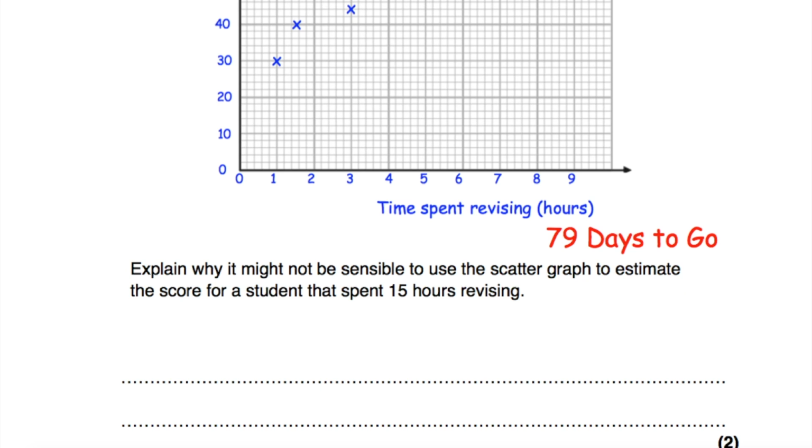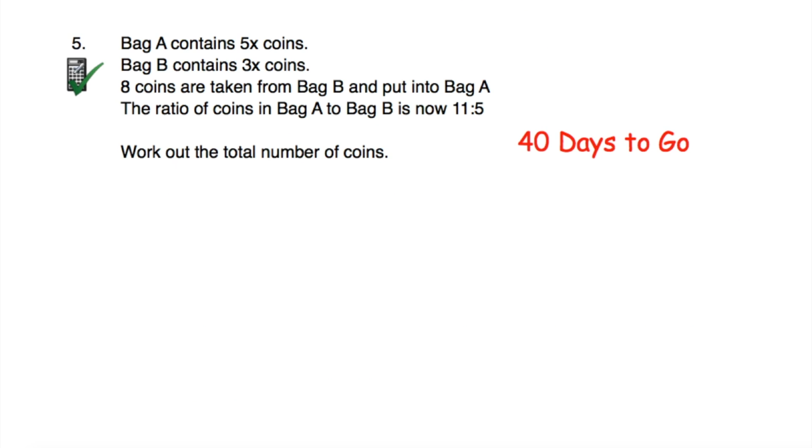Okay, let's look at our next question, question number 5. Question number 5 is a ratio question, and we covered ratio with 40 days to go. So we've got the situation where bag A contains 5x coins, and bag B contains 3x coins, and 8 coins are taken out of bag B, so think how many coins you'd have then in bag B if 8 of those coins are taken out, and they're put in bag A, so another 8 coins are put in bag A, so think how many coins you'd have in bag A altogether.